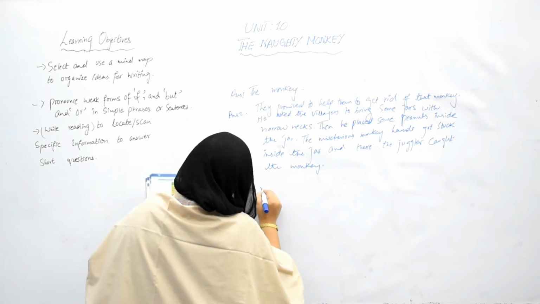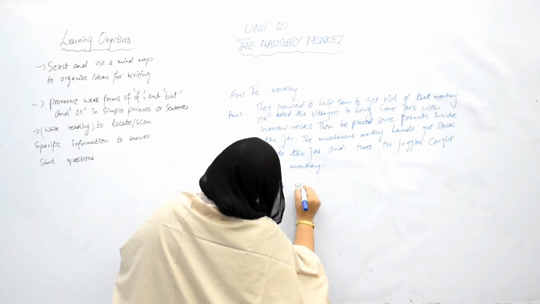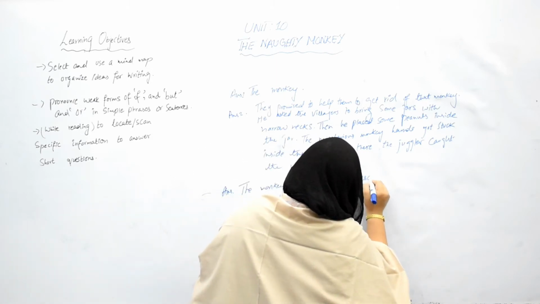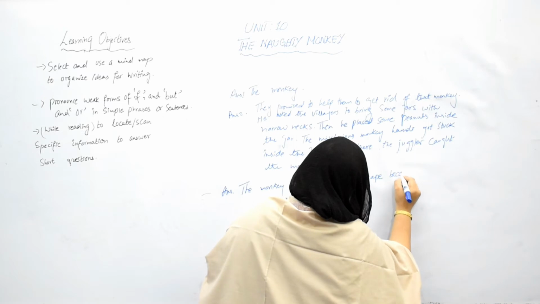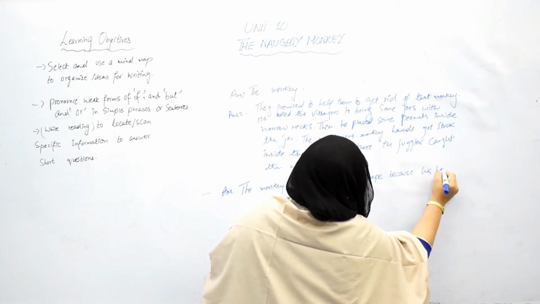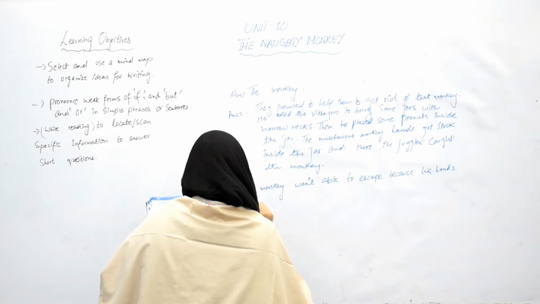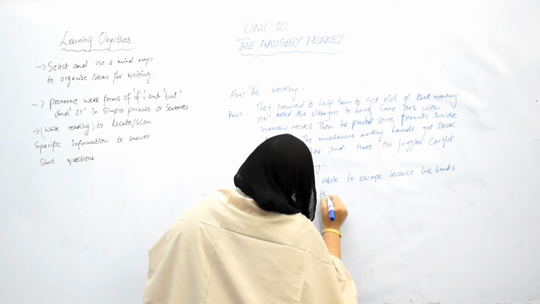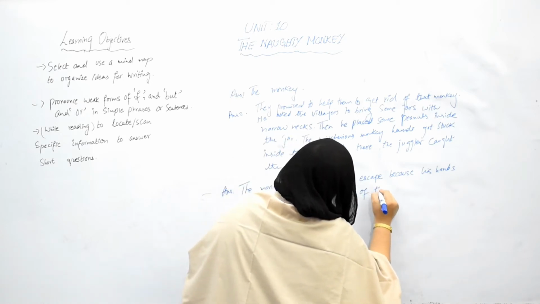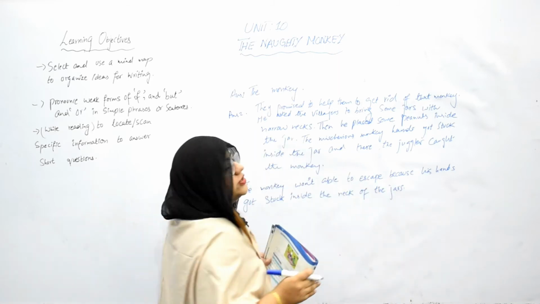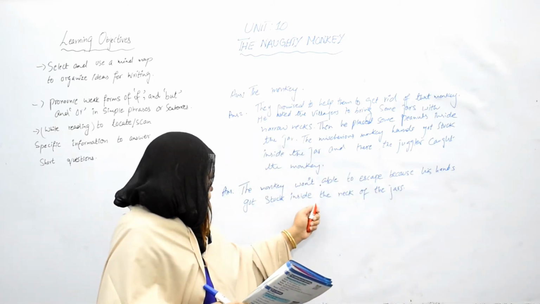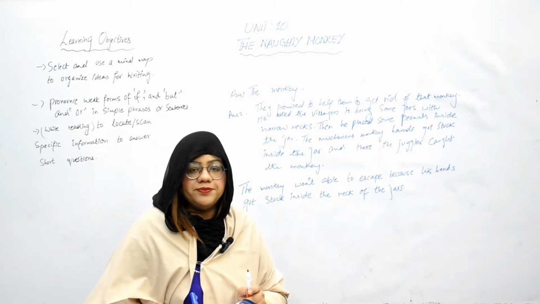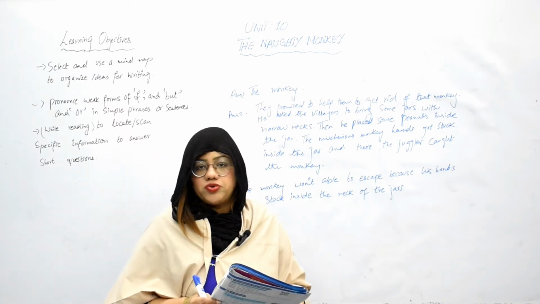The monkey wasn't able to escape because his hands got stuck inside the neck of the jars. The monkey wasn't able to escape because his hands got stuck inside the neck of the jar. So these are the three questions. Let's move to the fourth question.